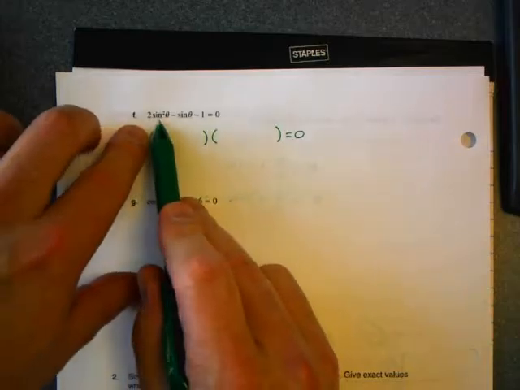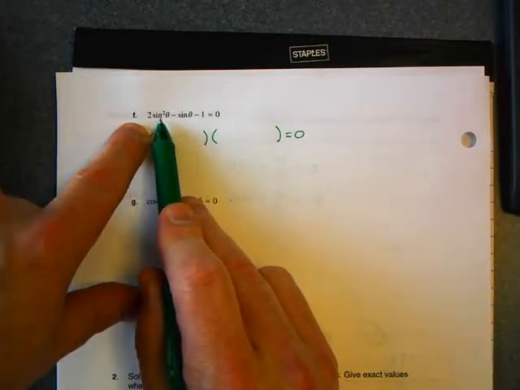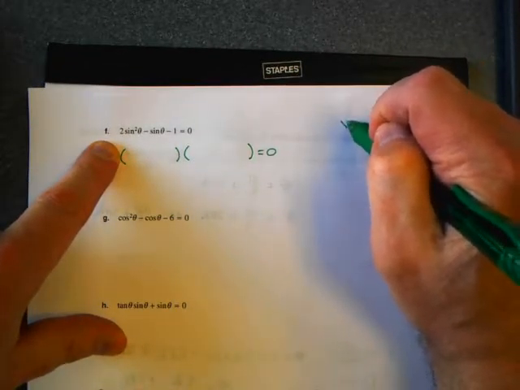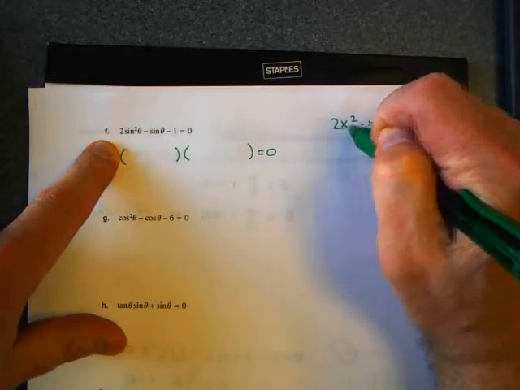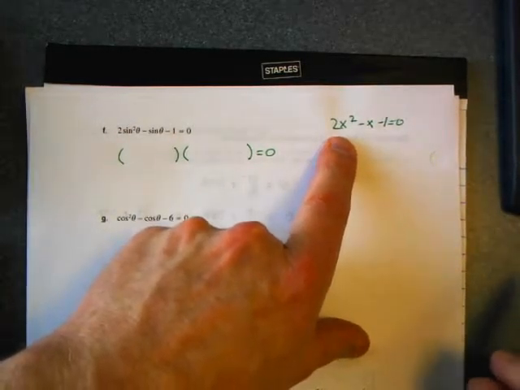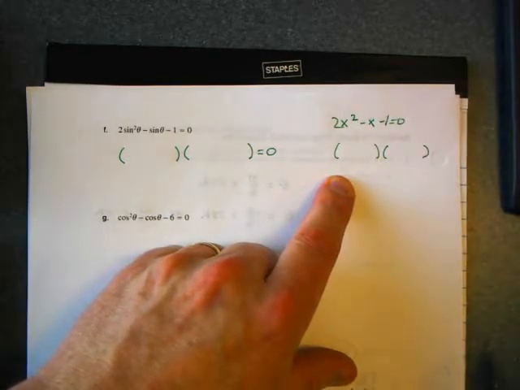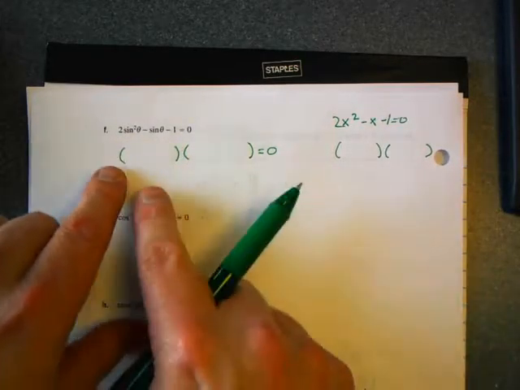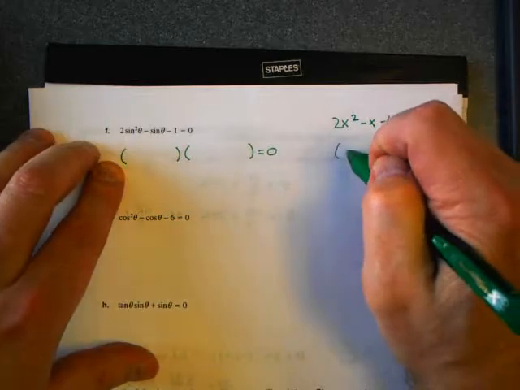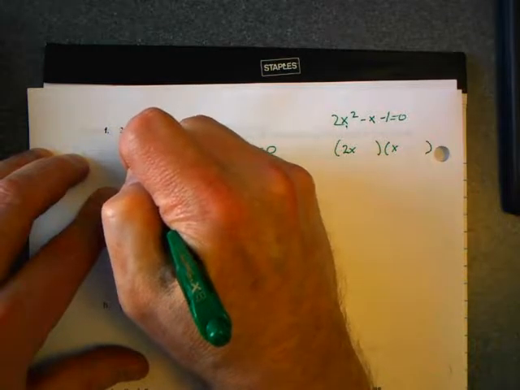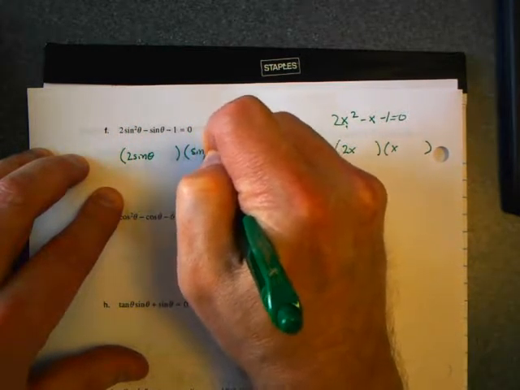How do I get the 2 sine squared to show up as the first term? Pretend, if you will, for a minute that you had 2x squared minus x minus 1. How would you factor? Well, just like here we would need a 2x and an x to get the 2x squared. So here we need a 2 sine theta and a sine theta.